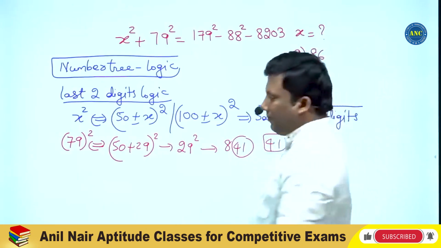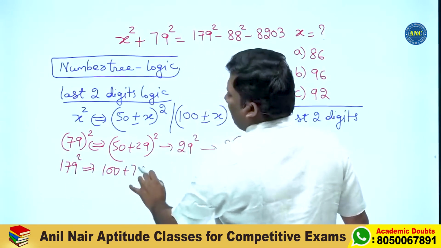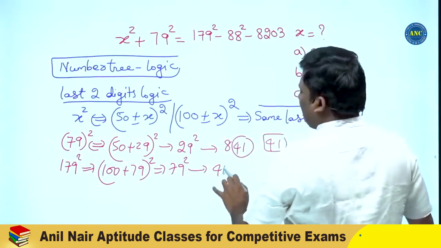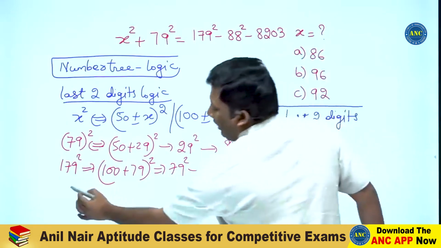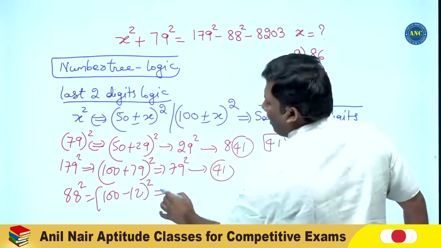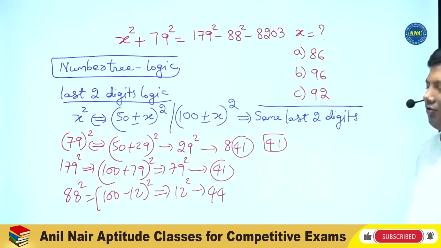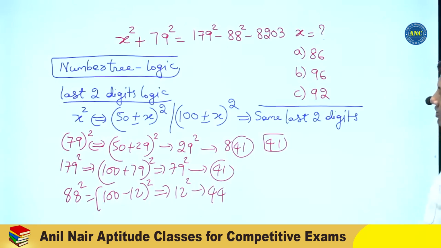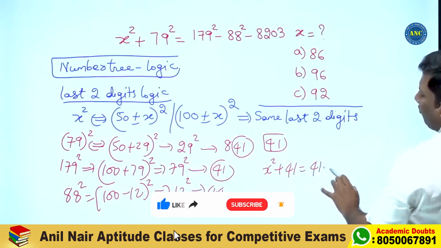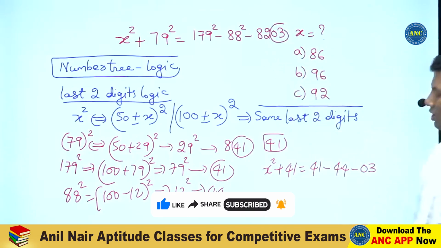Similarly, x square plus 179 square. For the first problem I am writing everything in detail. It is 79 square. 79 square is again 841. 88 square. 88 is 100 minus 12 square. 100 minus x square, 12 square is 144, so 44. I hope the idea is clear. Now we will substitute. x square plus 41 is equivalent to 41 minus 44, last two digits 03. I hope it is clear.